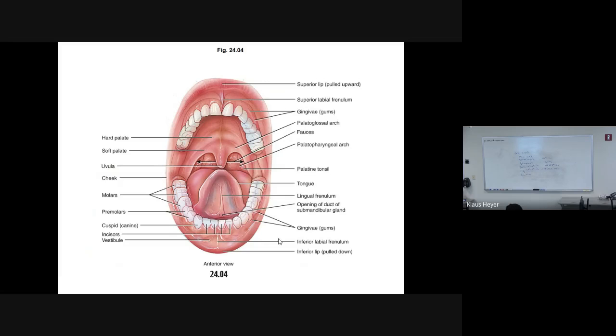I'm not going to ask you anything about the teeth, but there's your teeth. So maybe I'll show you around a little bit. There's the uvula. When you swallow, you've got nerves that are going to make this go up and block the nasal passages so that your food or liquid doesn't go into your nose.